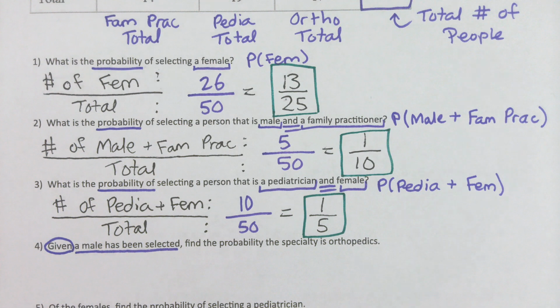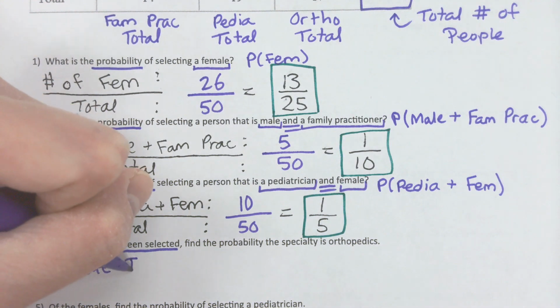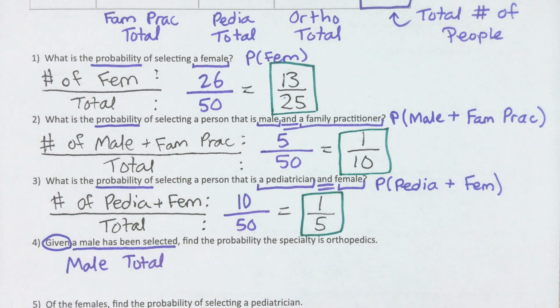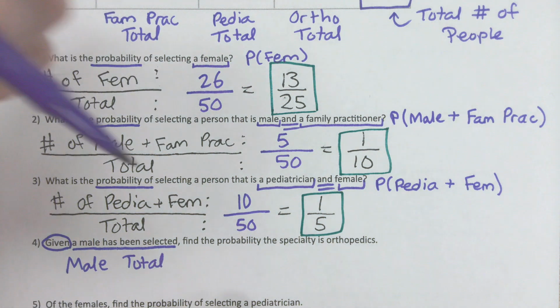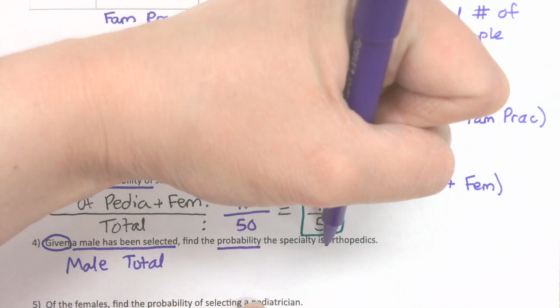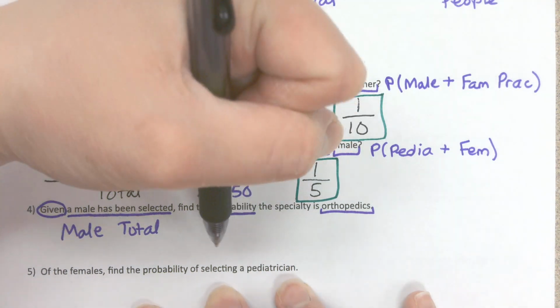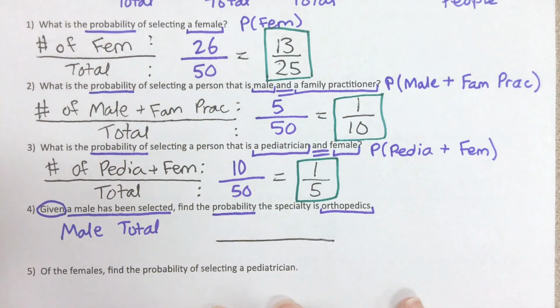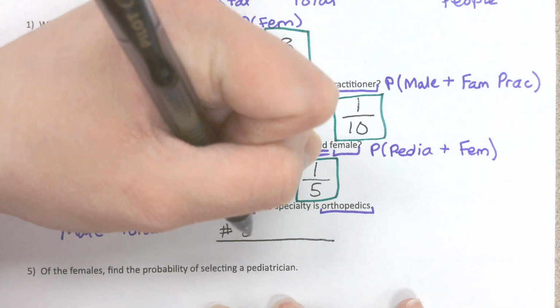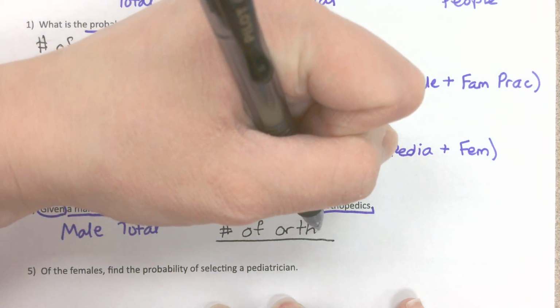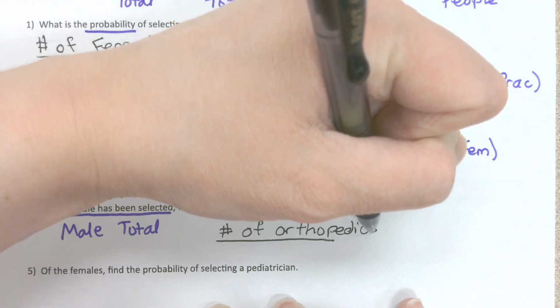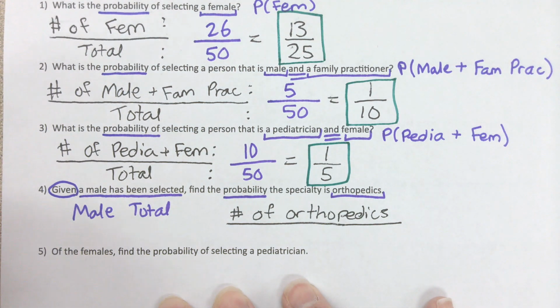So we're not looking at the total anymore. We're not looking at 50. We're looking specifically at the men only. So this means we're using the male total in this problem. Of that, we want the probability that the specialty is orthopedics. That's what we're looking for. Let's set up our fraction. We want orthopedics, number of orthopedics, of the male total.